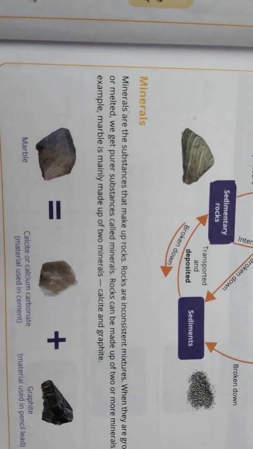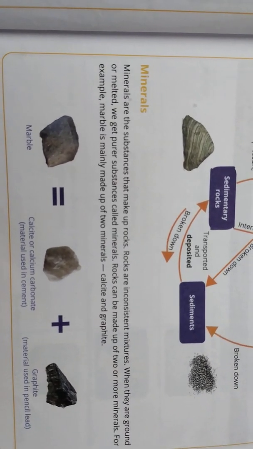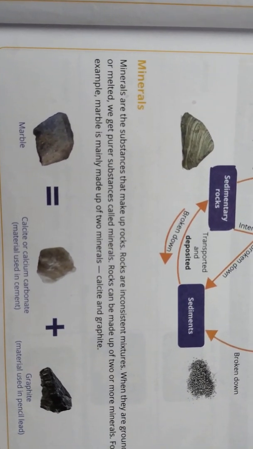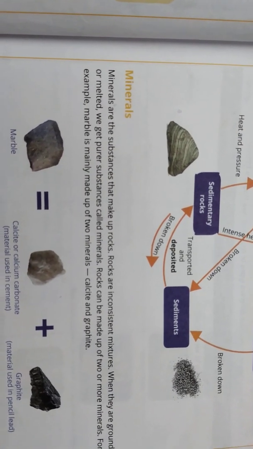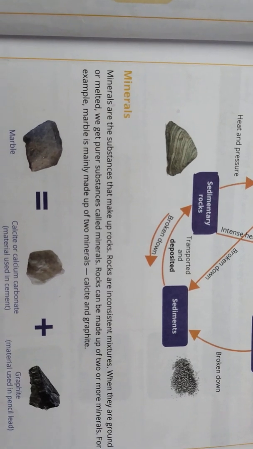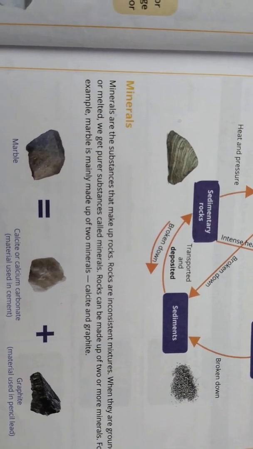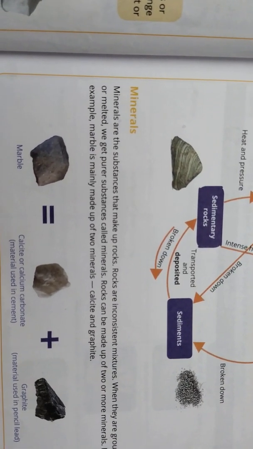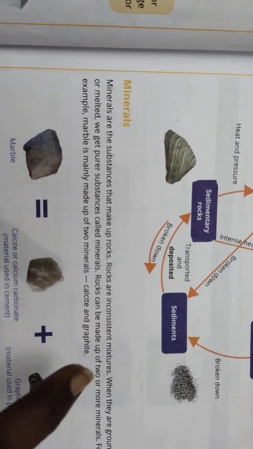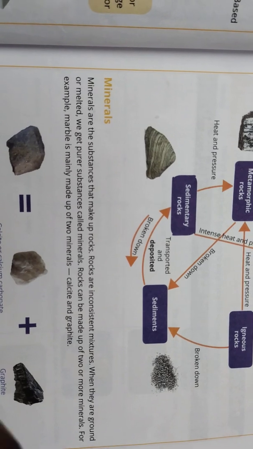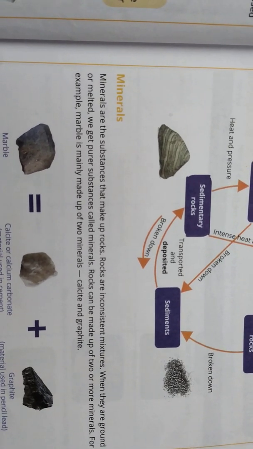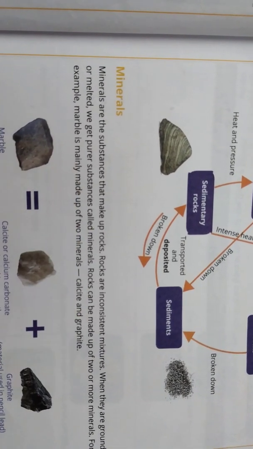Then the next thing is we are going to learn about minerals. You all know that minerals are the substances that make up the rocks. Rocks are an inconsistent mixture. What do we mean by inconsistent? It doesn't have any specific shape or anything; it will go on changing. That is known as an inconsistent mixture. So when they are ground or melted, what will happen? We will get a pure substance called minerals.